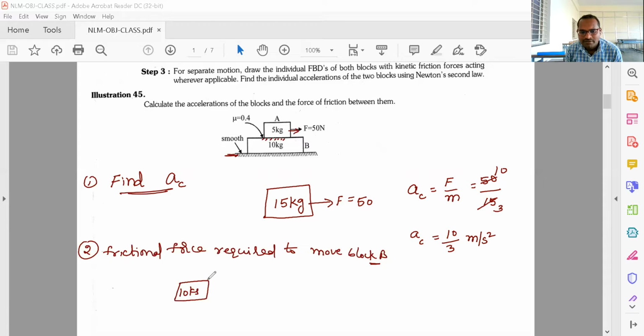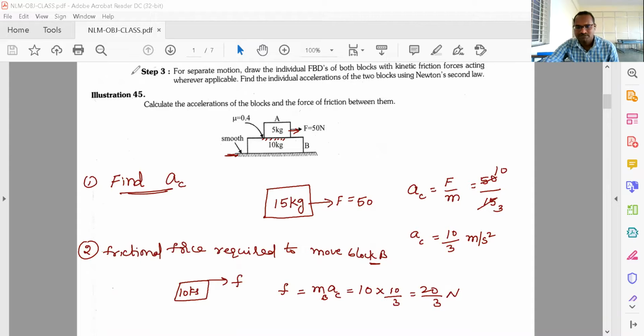A frictional force is acting, the required frictional force. That frictional force is nothing but m into acceleration. m is the mass of block B. Clear? Mass of block B is 10 kg and the common acceleration is 10 by 3 meter per second square. So it is 20 by 3 Newton. 20 by 3 Newton force is required to move the block.